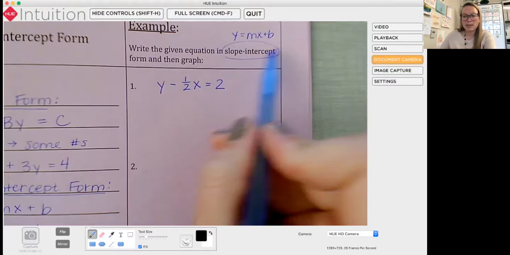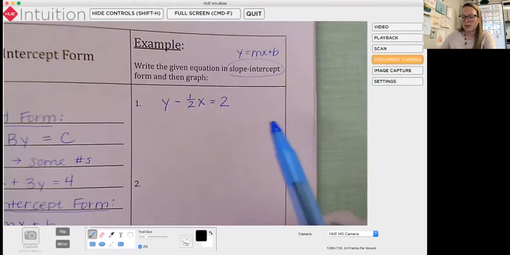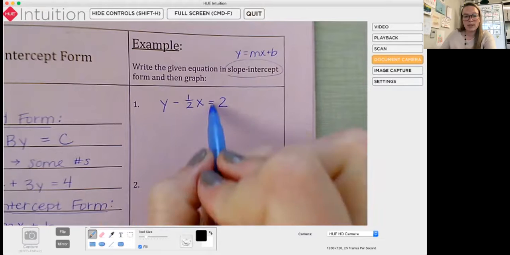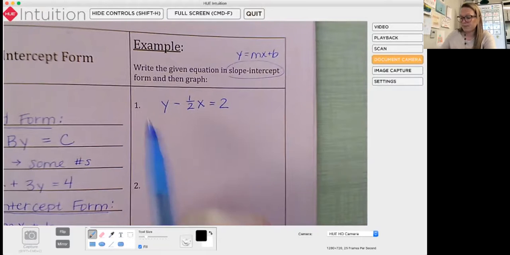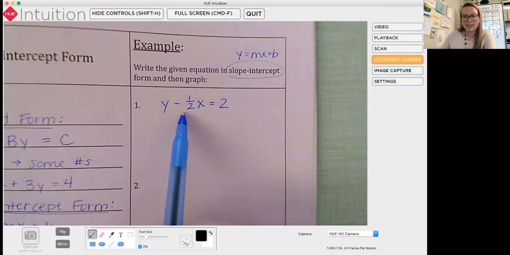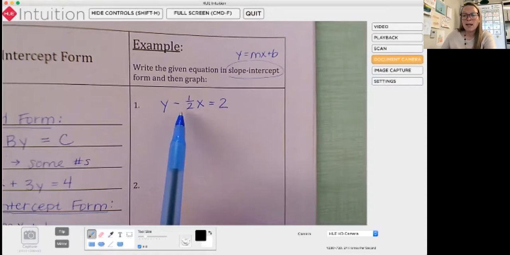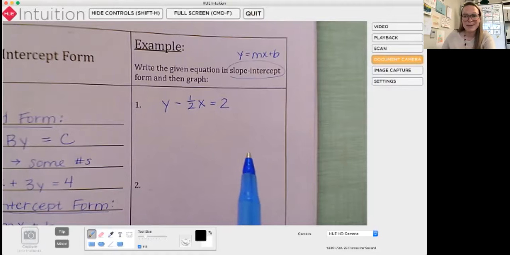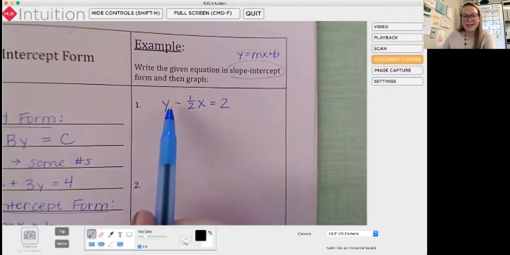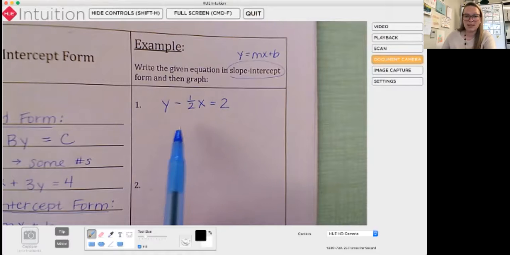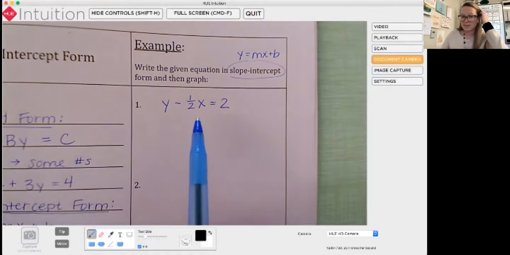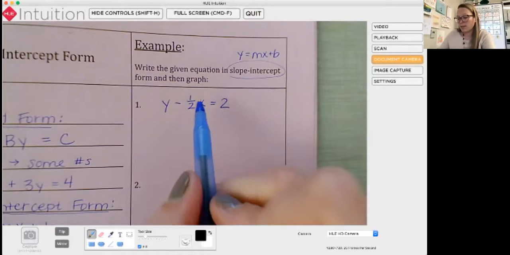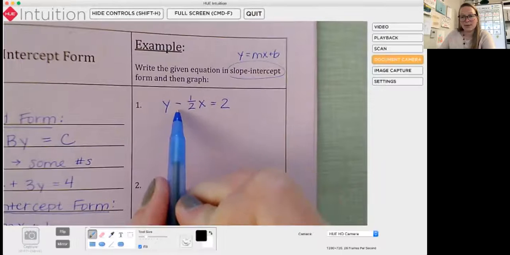So remember, y equals mx plus b means my y must be totally alone. So when I look at where my y is, this negative 1/2 x is also on the same side. So I need to get this to go away. Now, this is where those basics of algebra come in that we spent the first couple months doing. Because some of you might be tempted to add 1/2 to one side or to both sides, or divide by 1/2 or something like that. But remember, we need to move this entire thing right here.